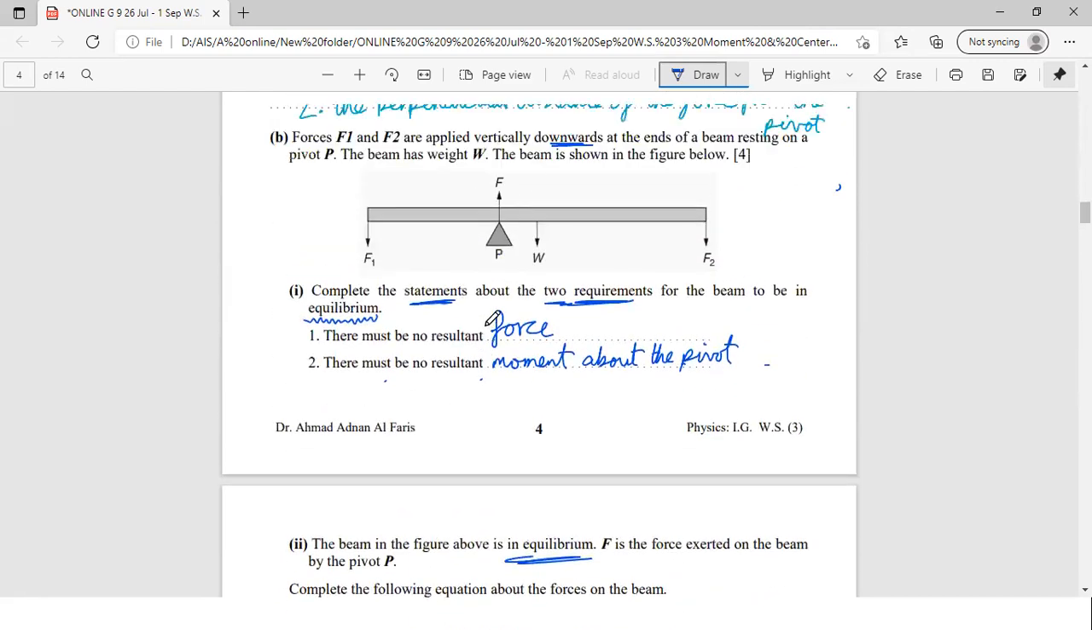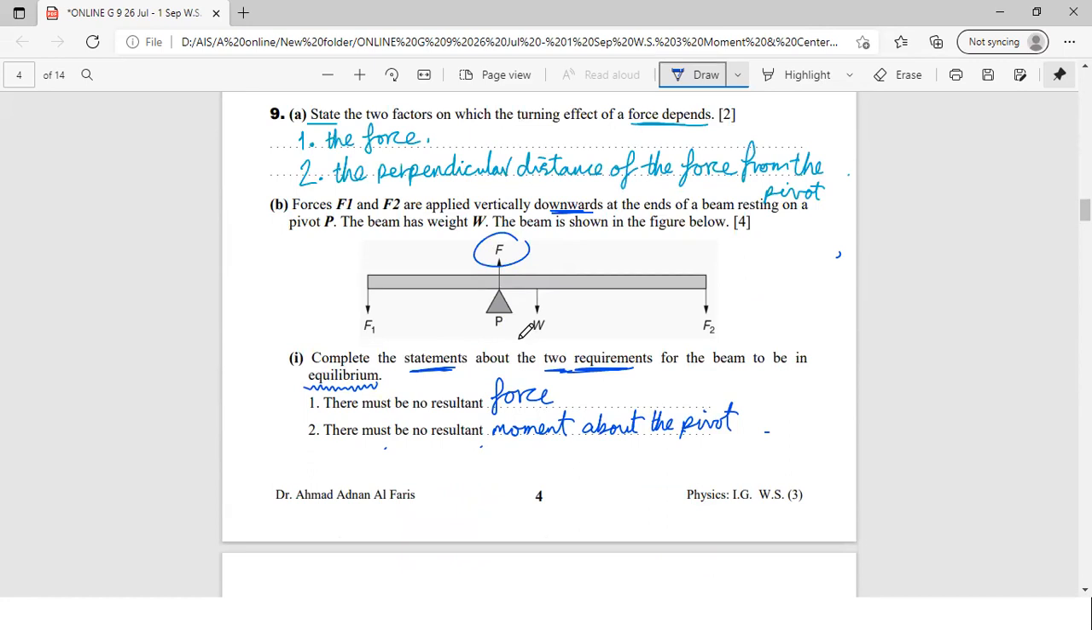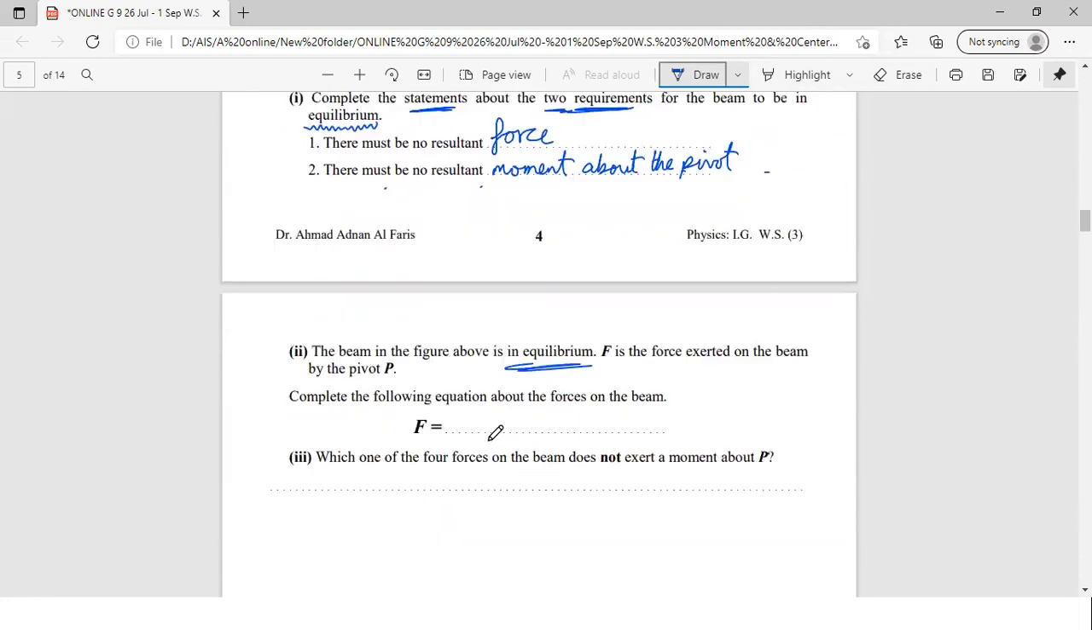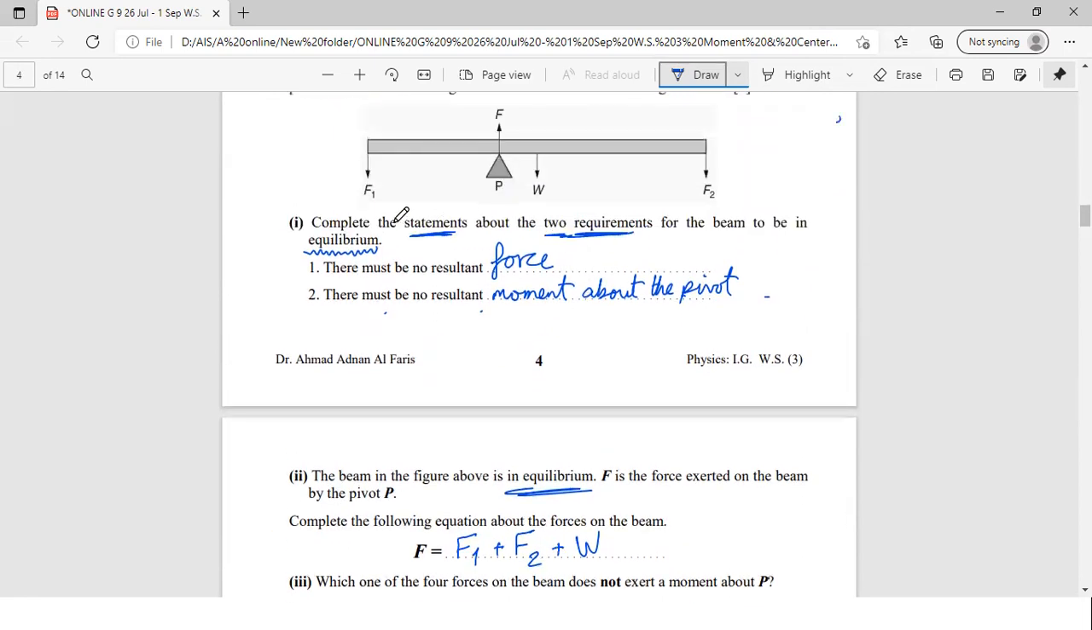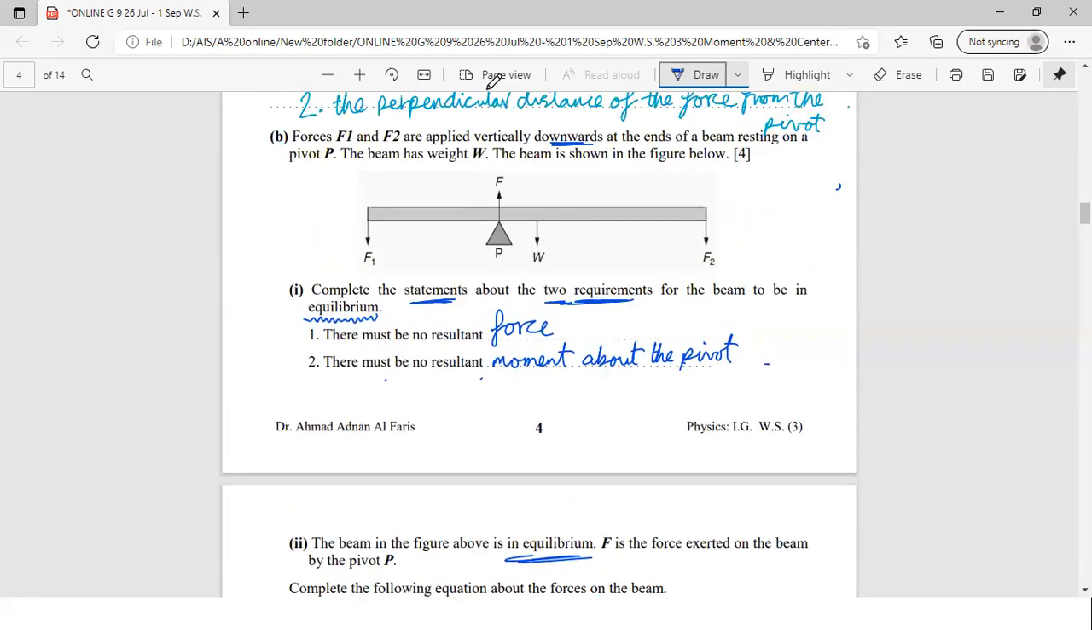So complete the following equation about the forces on the plank. F equal ايش؟ هاي الفورس F equal what? Who can tell me this force equal what? The force upwards equal what? The forces were downwards. So what I have to say here, it's equal to F1 plus F2 plus what? W, right? This force F acting upwards equals F1 plus W plus F2. The forces up equal the forces down. تمام؟ okay تمام.